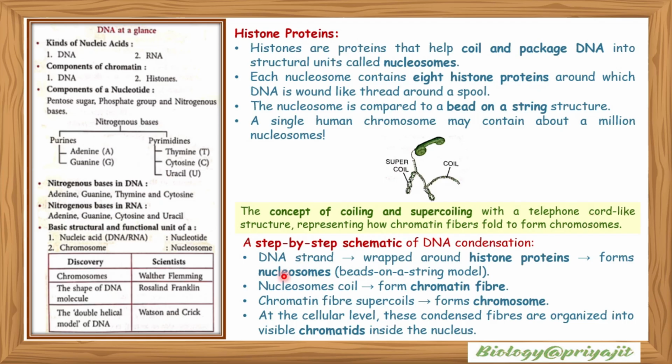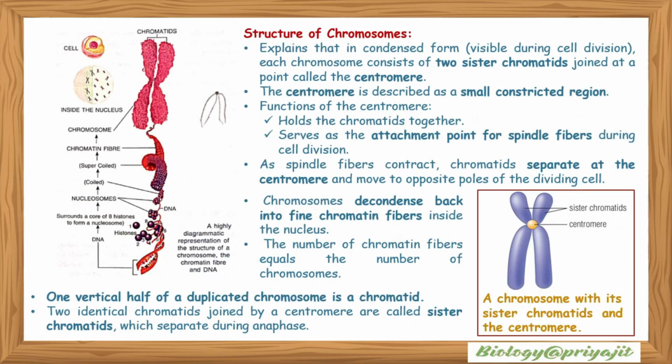A step-by-step schematic of DNA condensation. The DNA strand is wrapped around histone proteins. It forms a nucleosome, the beads on string model. Nucleosomes coil, and it forms chromatin fiber. Chromatin fiber supercoils, and it forms the chromosome. At the cellular level, these condensed fibers are organized into visible chromatids inside the nucleus.